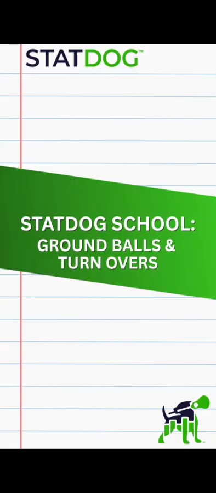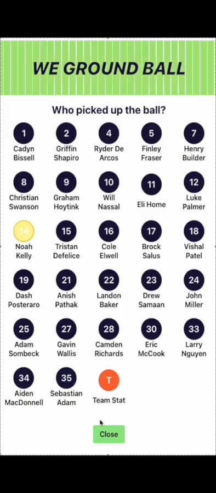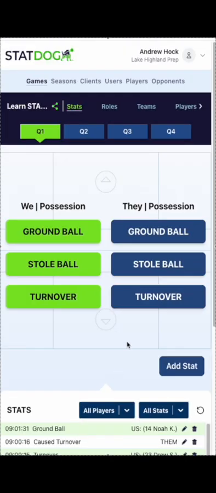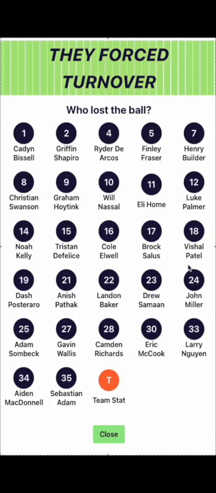Let's talk about the ground balls and turnovers role. We have 3 input options for the ground balls and turnover role: ground ball, stole ball, and turnover. When one of these inputs is selected for our team, it will ask who the stat can be attributed to. When a ground ball or turnover is selected for the other team, no player identification is needed. However, when stole ball is selected for them, it will ask which player on our team is responsible for losing the ball.